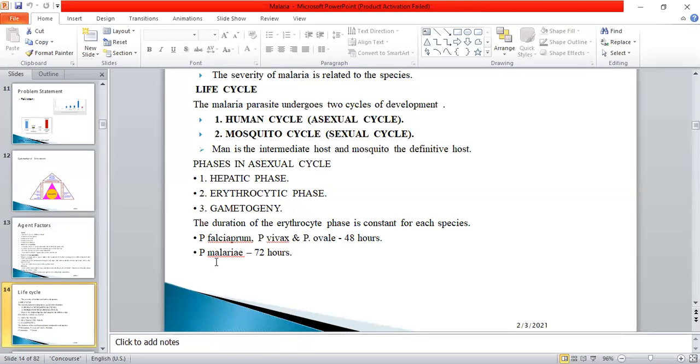The asexual cycle, endogenous phase in the human, is further divided into the hepatic phase, erythrocytic phase, and gametogenic phase. Duration of erythrocytic phase is constant for each species. In falciparum, vivax and ovale it is 48 hours, but in malariae it is 72 hours.